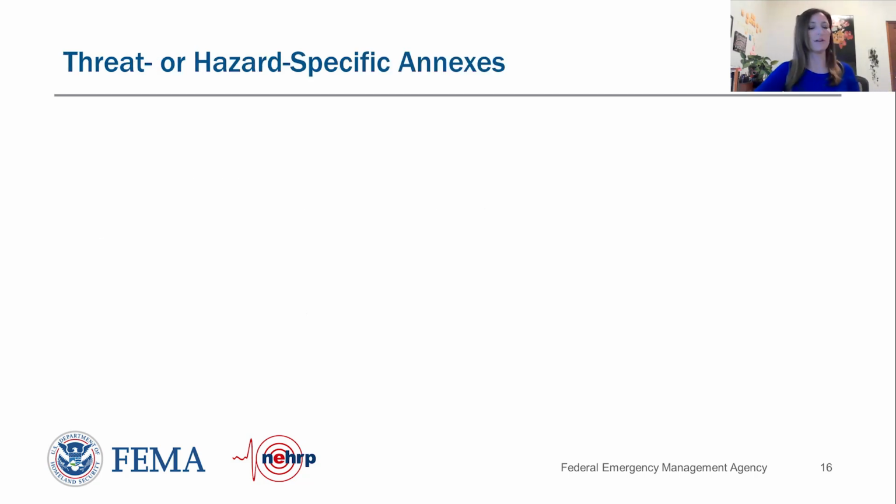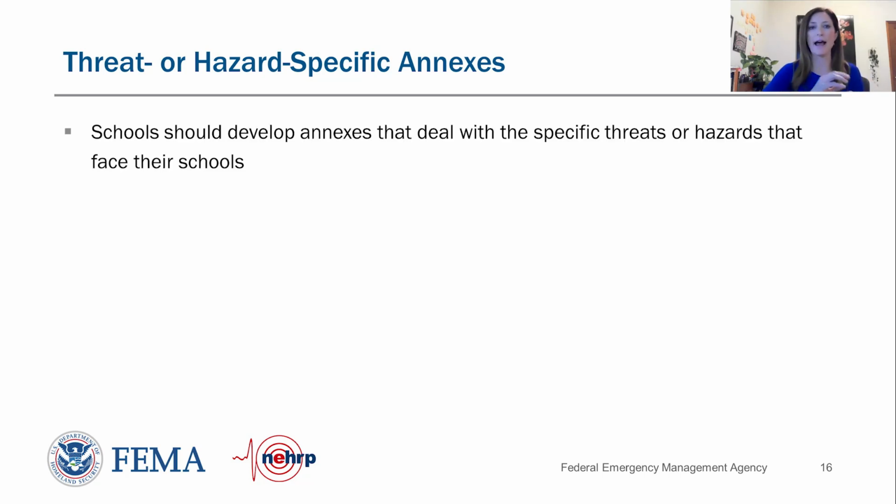In addition to those functional annexes, school EOPs also should include threat or hazard specific annexes. Schools should develop these annexes after really assessing, thinking through carefully, what are the different threats? These may be natural hazards threats. They may be technological hazards, such as related to chemical releases that could happen if a train passes through a community. They could be acts of willful or human-caused violence, or they could be public health threats or emergencies, such as those related to influenza outbreaks.